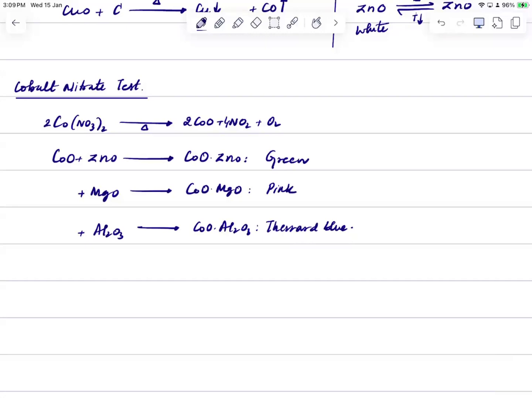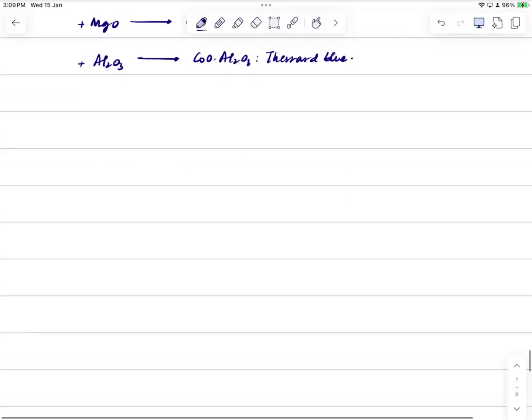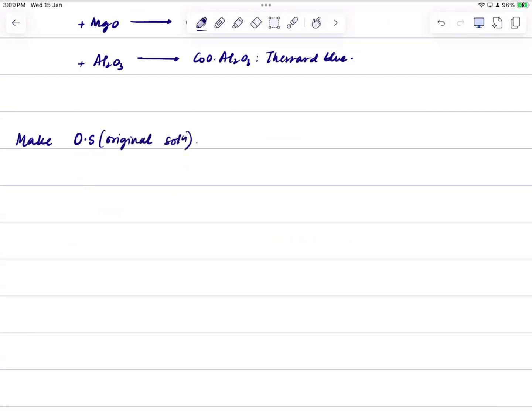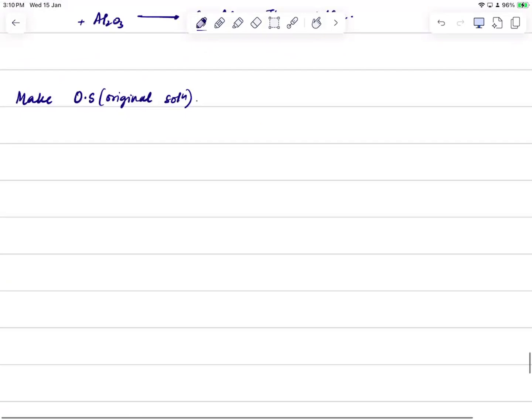Okay. Next, for analyzing the cations, first we need to make the original solution, OS. The original solution is basically made by adding dilute HCl. If it is not dissolving, add concentrated HCl. If still it is not dissolving, you heat it till everything becomes a solution. As long as we get a colorless solution, we do that. That is called the original solution. So imagine I have the original solution.